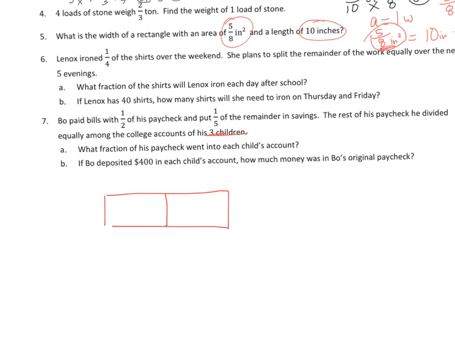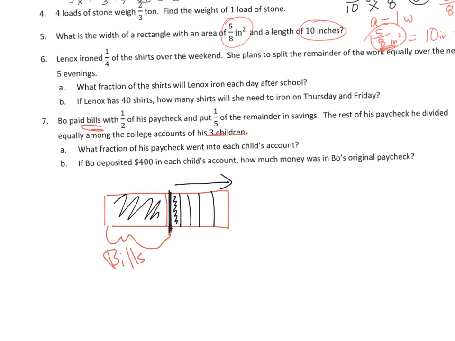I know that half of his paycheck went to bills. And then it says 1/5 of the remainder. So I'm going to break apart from here over into fifths. And I'm going to shade this for bills, and this amount went to savings. So now the rest of his paycheck he divided equally among the college accounts of his 3 children.